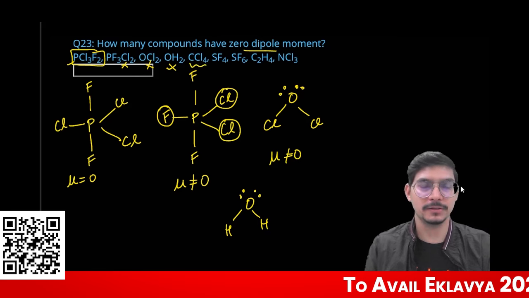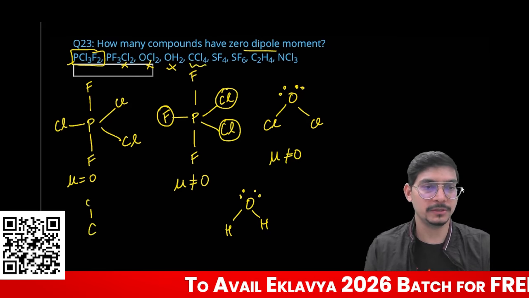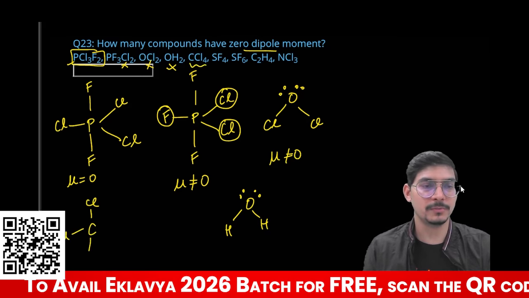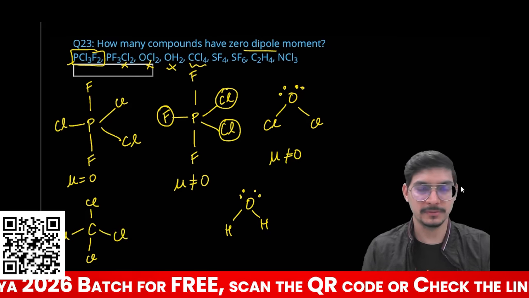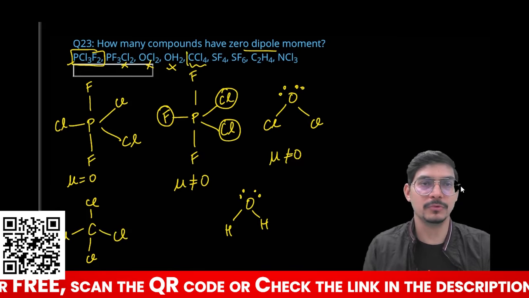CCl4, on the other hand, is a non-polar molecule because it's a regular tetrahedral molecule with all the 4 positions occupied by chlorine atoms. So it's a symmetrical structure. Yes, it is non-polar. It has zero dipole moment.